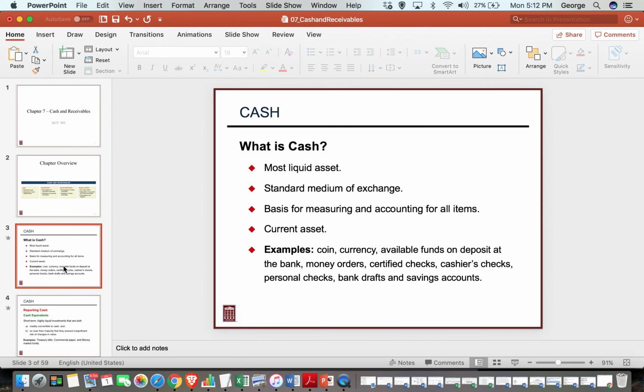So what is cash? It's, of course, our most liquid asset that we use to pay all of our bills, right, and receive cash so that we can pay those bills. It's the standard medium of exchange, at least so far. Of course, we know about Bitcoin, and that, along with blockchain, might change things as far as the most liquid asset. It's a basis for measuring and accounting for all items. So everything in the financials is based on cash. It's not cash-based, it's accrual-based, but everything is in terms of dollars. It is a current asset. Some examples: coin, currency, available funds on deposit at the bank, money orders, and so forth.